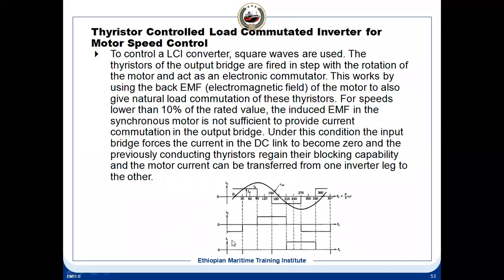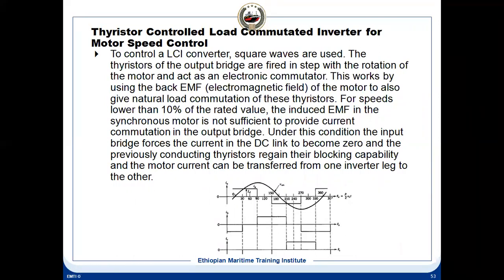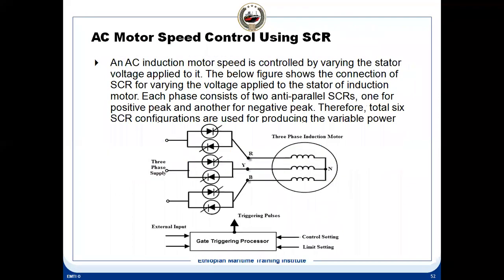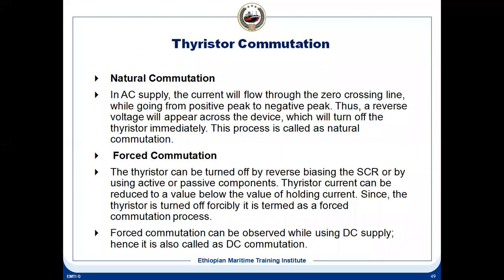You see, the output voltage will be something like this, in steps. The sinusoidal output voltage will be something like this. And this is fired using a separate triggering circuit. So these load commutated inverters use thyristors for switching, and a VFD uses IGBTs for switching.